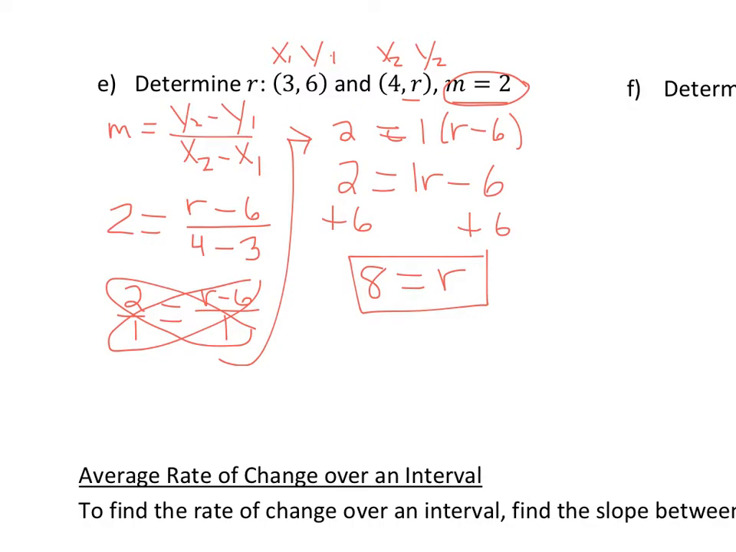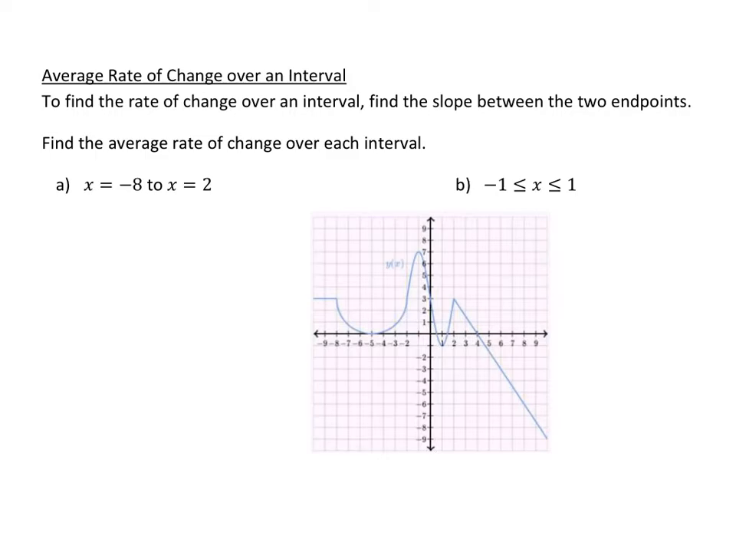Let's jump down to the next section. Average rate of change over an interval. To find the rate of change over an interval, you find the slope between the two endpoints. So really, you're just finding slope. It's okay that it's not necessarily a straight line between those two intervals. It wants to know the average rate of change.